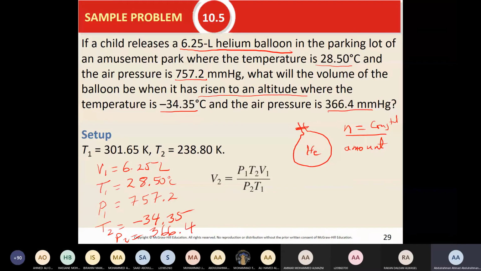And the pressure P2 was 366.4 millimeters Hg. All right, millimeters Hg, and this degree C and this degree C. Now, how can I find V2? You can apply this law, right?